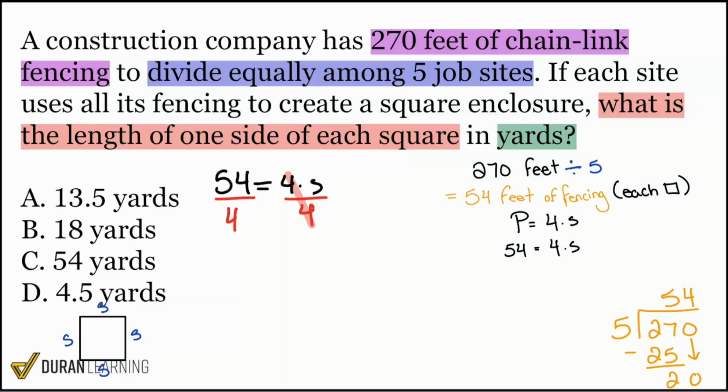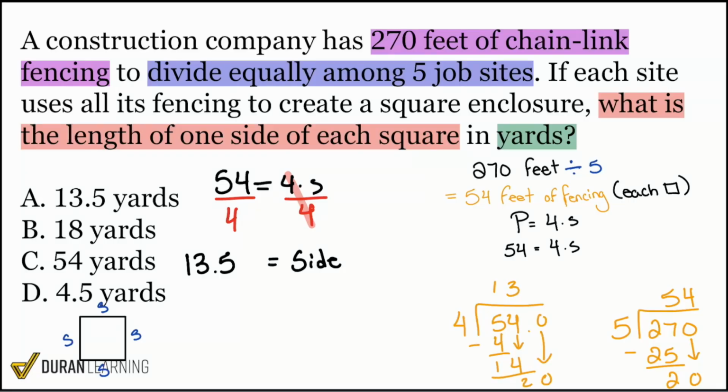Crosses out or cancels out on the right. And so we'll have the side equals 54 divided by 4, and that's going to be 13.5. If you don't believe me, we can go ahead and do this right here. 4 going into 54. That's going to be 1. And then drop the 4. 4 into 14 is going to be 3. We have a 2 left over. Drop the 0, and that is 5. So we have 13.5 as the side.